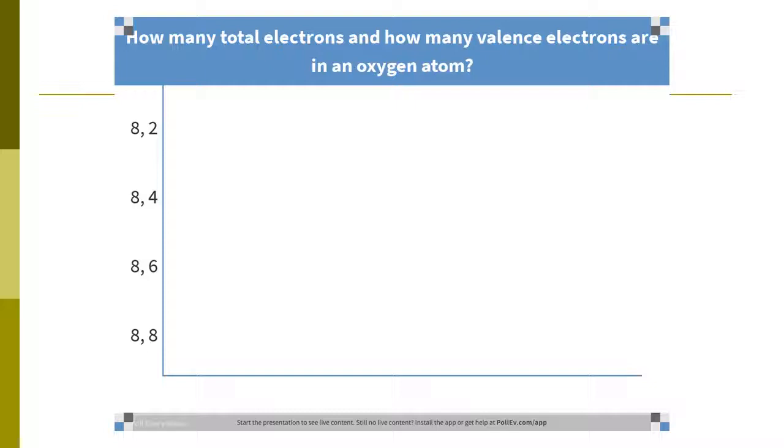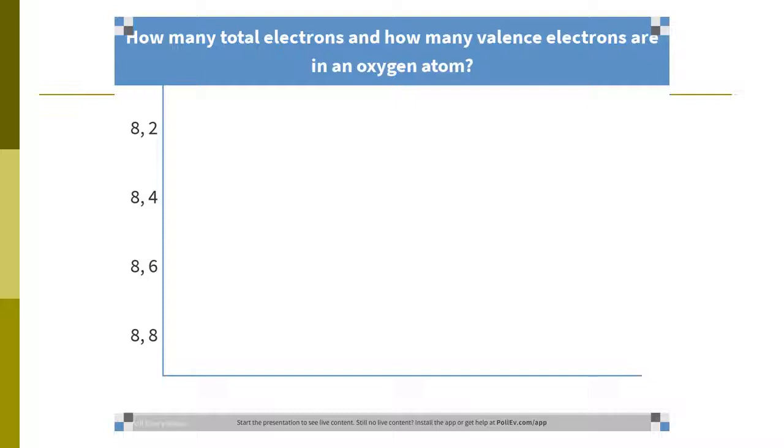Well, I figured you need a chance to do a quick little poll. This one says how many total electrons and how many valence electrons are in an oxygen atom. I have 8 and 2, 8 and 4, 8 and 6, 8 and 8. Ooh, good question here. Total electrons and valence electrons.